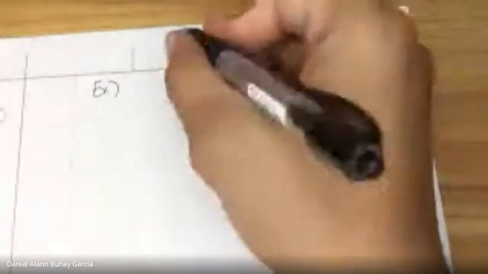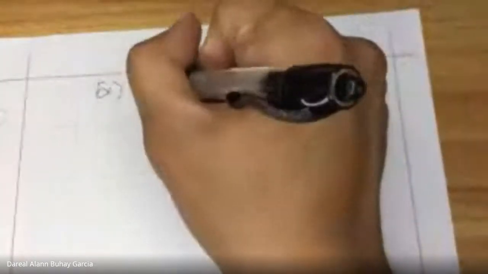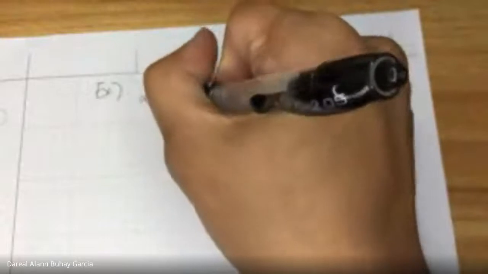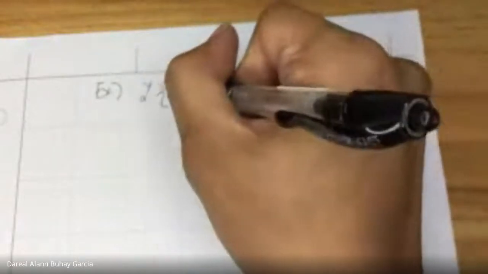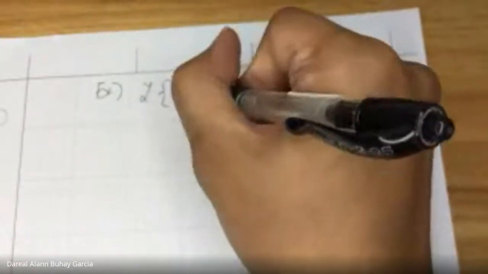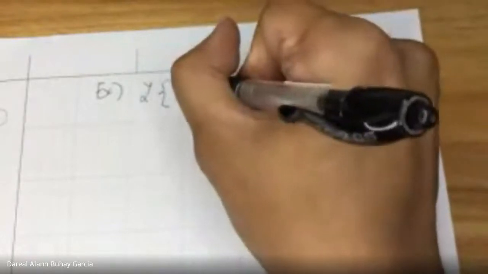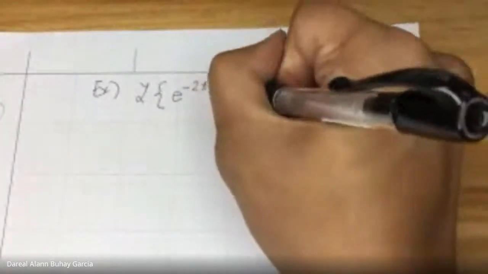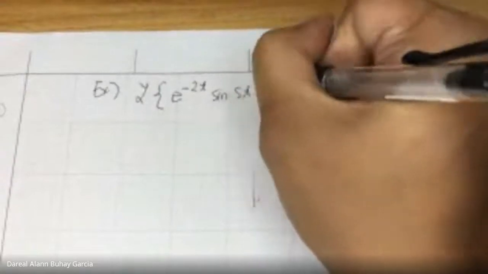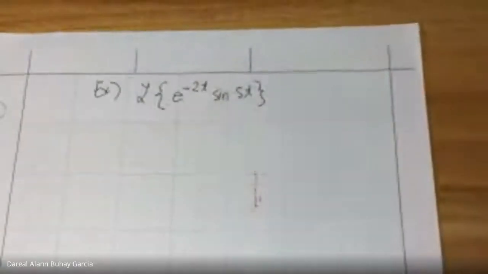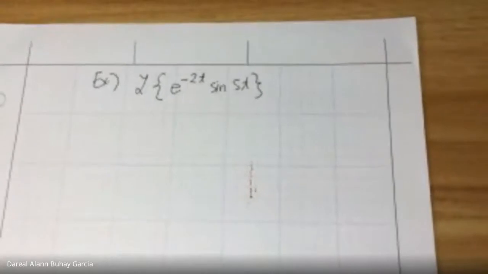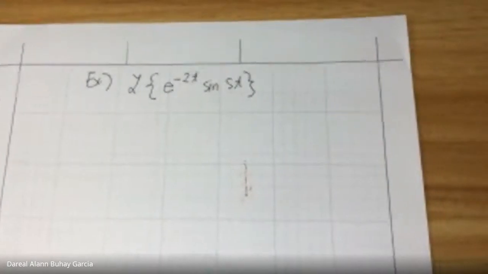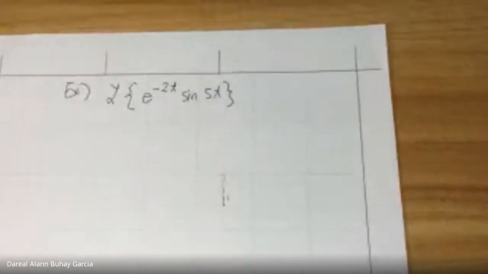How about this one? Find the Laplace transform of e to the power of negative 2t times sine 5t. If you get the final answer, type it in the chat, since you're the first to solve this.